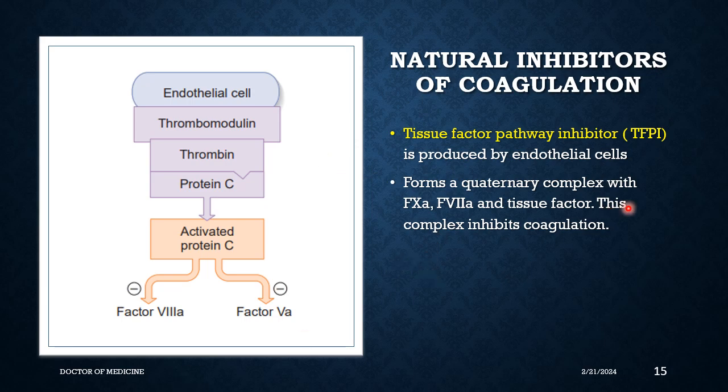All right, so these two are what we have. All right, so that is all we have on the natural inhibitors. So do not forget the natural inhibitors. We mentioned protein C. We also mentioned antithrombin 3, which acts together with heparin. And lastly, we mentioned the tissue factor pathway inhibitor.